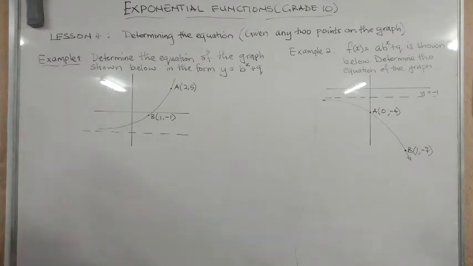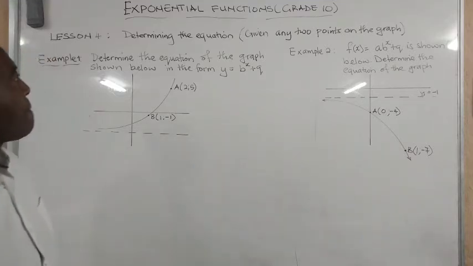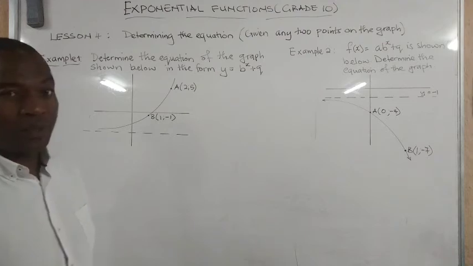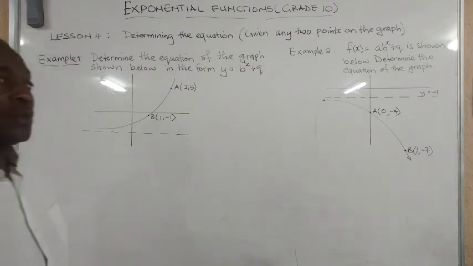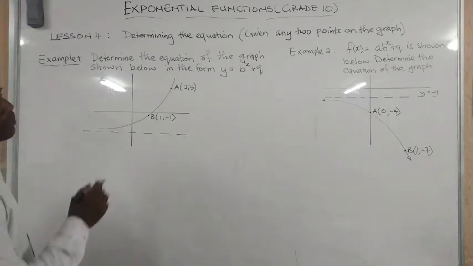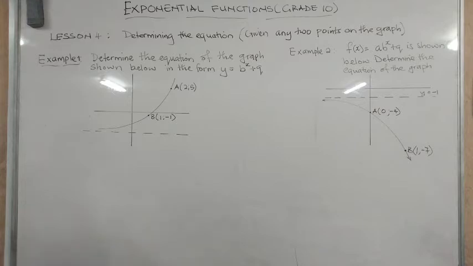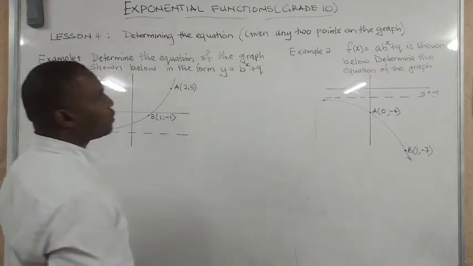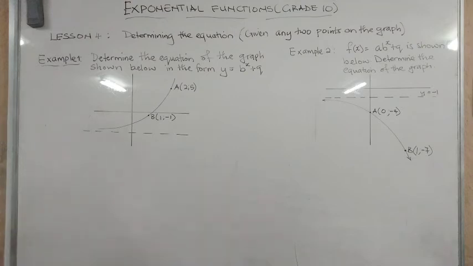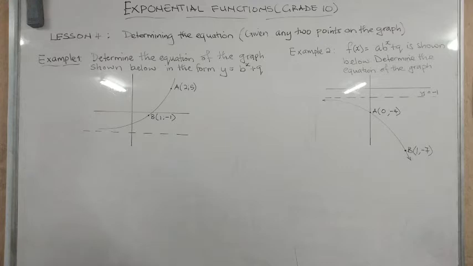Alright, so now we move on to another scenario whereby you are asked to determine the equation given 2 points. Unlike before, you were given the asymptote and a point. So now you are given 2 points. So example number 1, we are being asked to determine the equation, which is y is equal to b to the power x plus q, given these 2 points a and b.